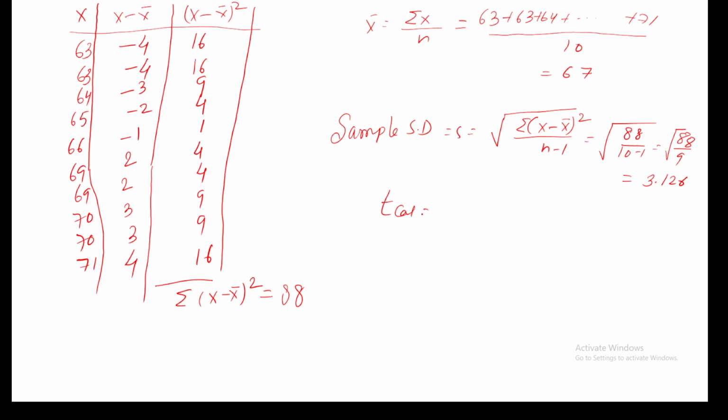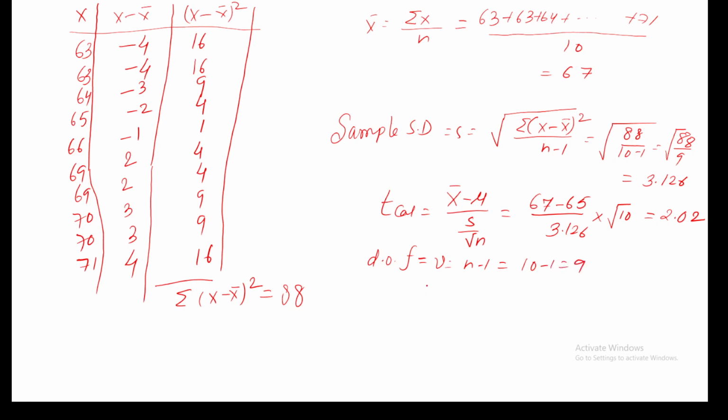So now we can calculate the T calculated. What is the formula? x bar minus mu upon S by root n. What is the x bar? 67. Mu is 65. What is the S? 3.126, and n is 10. Can anyone say what is the value? 2.02. Now we'll calculate the degrees of freedom, n minus 1, which is 10 minus 1, 9.